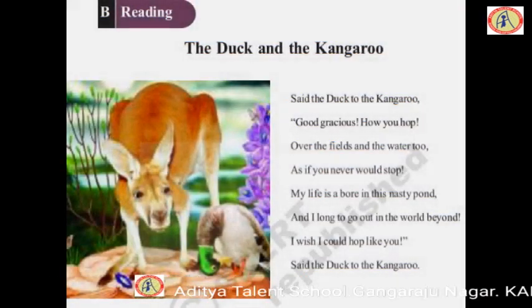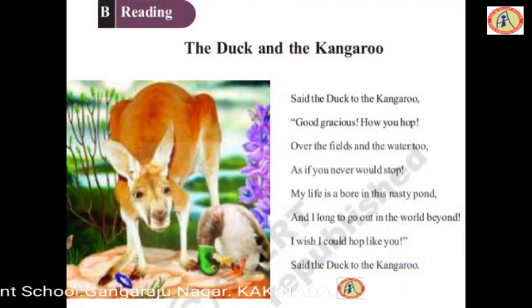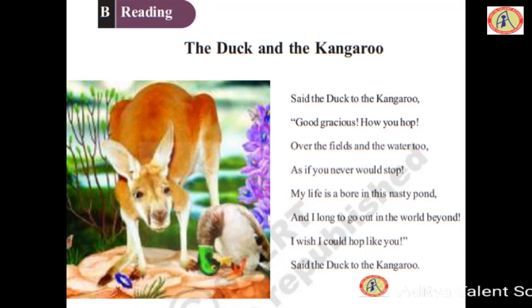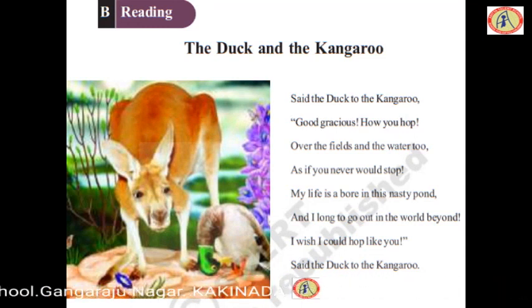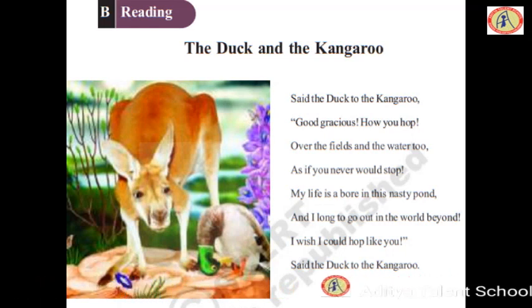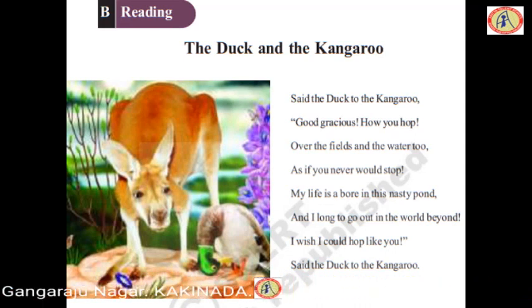Coming to our first stanza, said the duck to the kangaroo, "Good gracious, how you hop o'er the fields and the water too, as if you never would stop. My life is a bore in this nasty pond, and I long to go out in the world beyond. I wish I could hop like you," said the duck to the kangaroo.